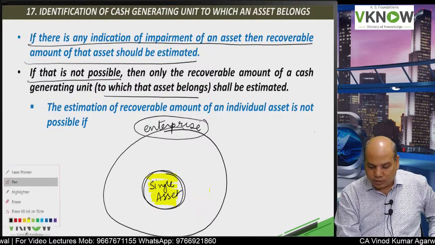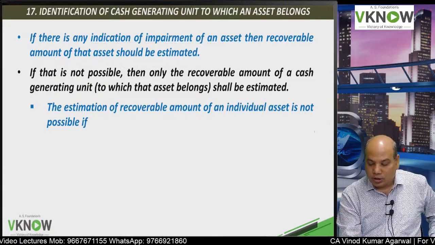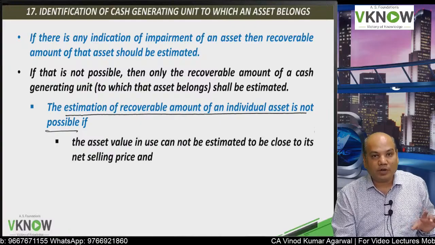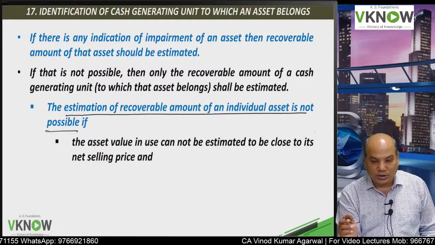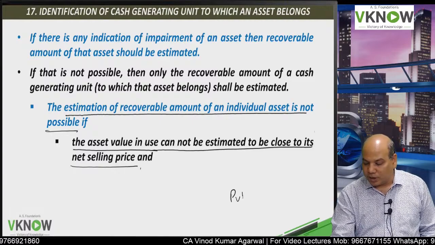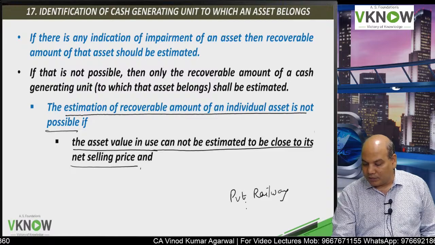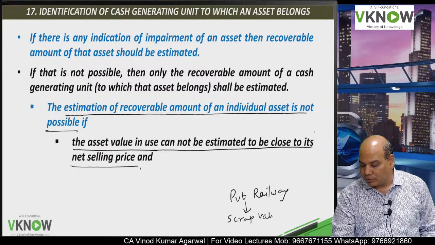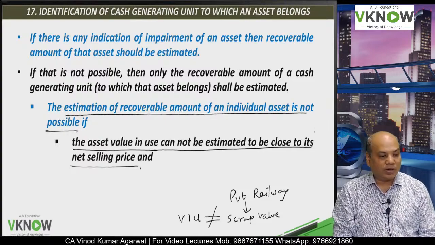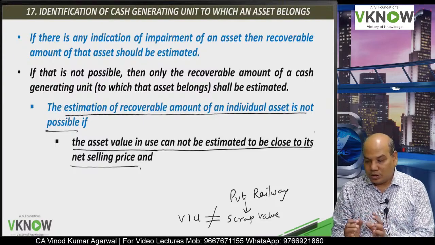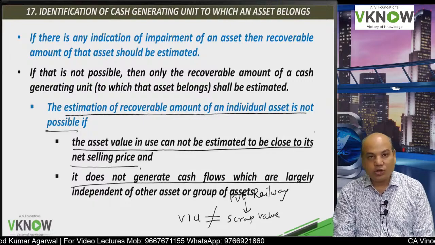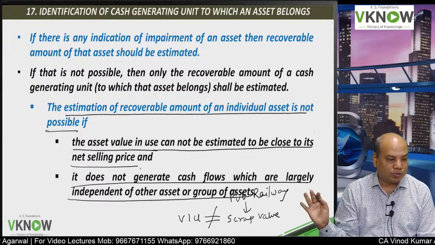So when will you go to CGU level? If the estimation of recoverable amount of individual asset is not possible. Estimation of recoverable amount is not possible for an individual asset if the asset value in use cannot be estimated to be close to its net selling price. Look at the example of private railway we have discussed today. Private railway has got one scrap value today, but it is not equal to its value in use. Value in use of private railway is not equal to its scrap value. Therefore I cannot compute recoverable amount of the private railway. And second, it does not generate cash inflows which are largely independent of other assets or group of assets.